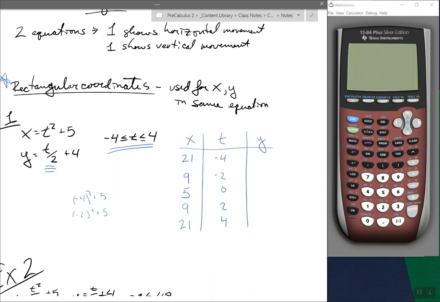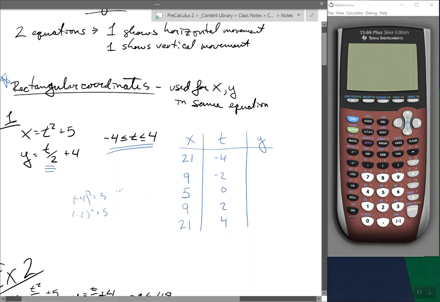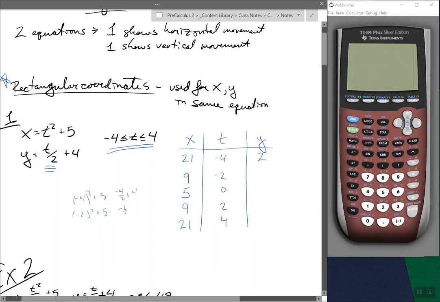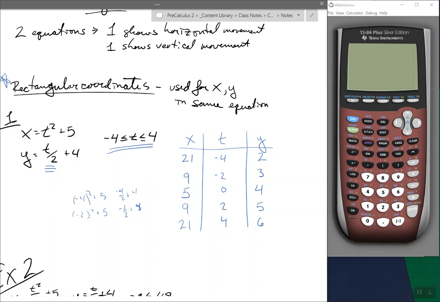Now we're going to do the same process for the y, so we have negative 4 over 2, which is negative 2. Negative 2 plus 4 is positive 2. So this one's not going to be symmetric, but there is going to be a pattern to it. It is a linear equation, so we should see a little bit of a pattern here. Negative 2 over 2 is negative 1, plus 4 is 3. We plug in 0, we get 4, and you can hopefully figure out the pattern at this point, so 5 and 6. And that's why it's important to pick those whole numbers, because it shows us this pattern, and it's a little bit easier to do the rest of the math.